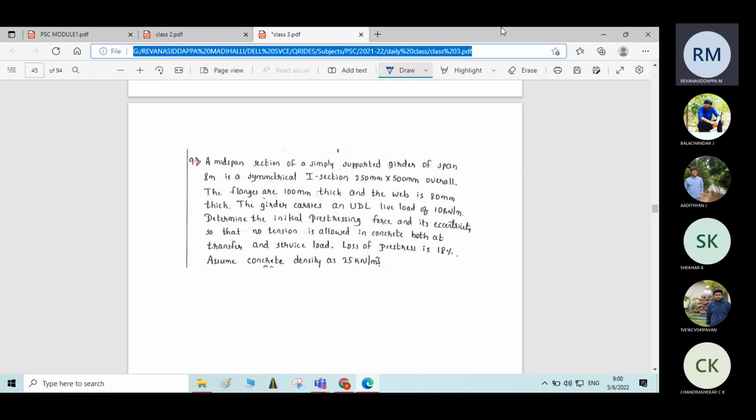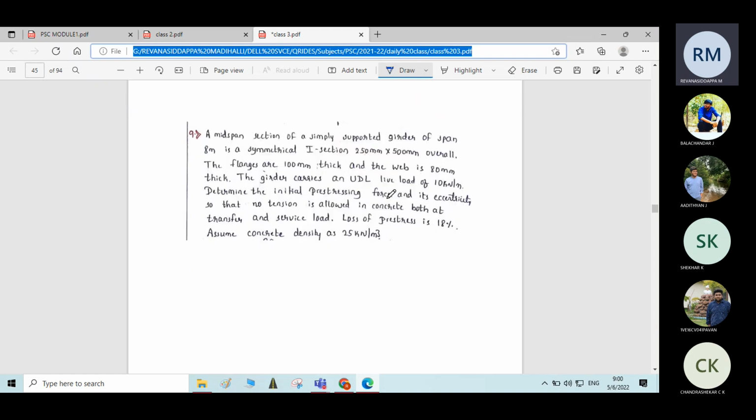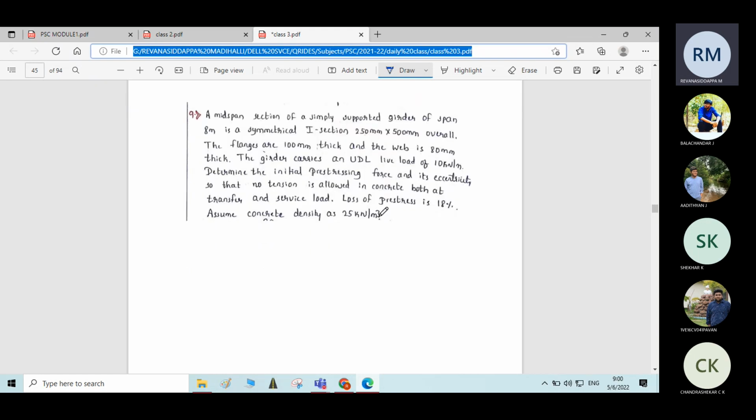A midspan section of a simply supported girder of span 8 meter is a symmetrical I section. Okay, it is a symmetrical I section, 250 by 500 mm overall. Let me write the diagram for the same. If you write the diagram, it will be helpful for us to solve the problem accordingly.